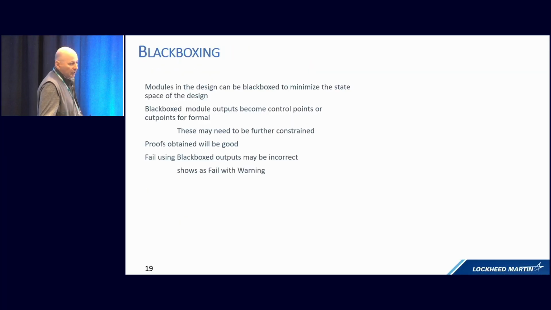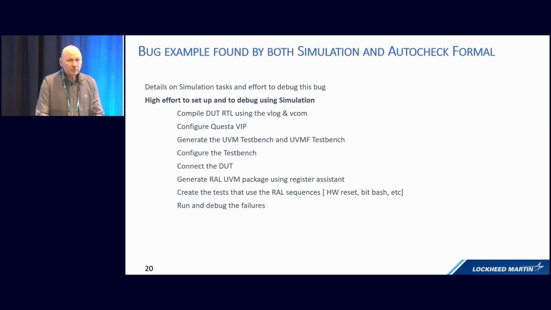Black boxing is important like in every other formal tool, so every time we need to do that, and sometimes the tool will black box some of the modules when those are not available. We have to be careful with the black boxing because a passing property is correct, but for a failing property, or a failing with warning, we have to be careful because the black boxing introduces cut points and there may be false failures. Okay, and that's probably the most important.